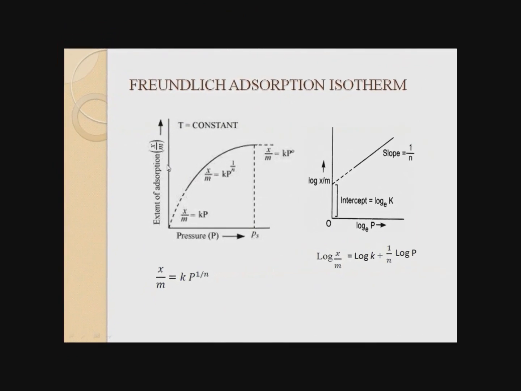Next is Freundlich adsorption isotherm. To understand the effect of pressure on adsorption of a gas, we consider adsorption as an equilibrium process. The extent of adsorption is usually expressed as x by m, where m is the mass of adsorbent and x is the mass of adsorbate when adsorption equilibrium is reached. Thus, x by m is the mass adsorbed per gram of the adsorbent.